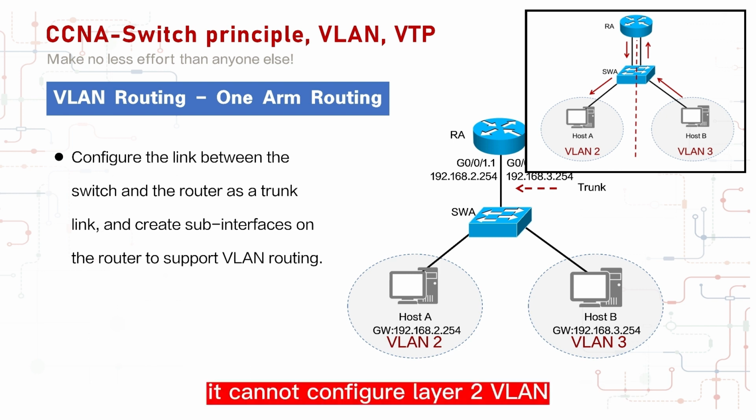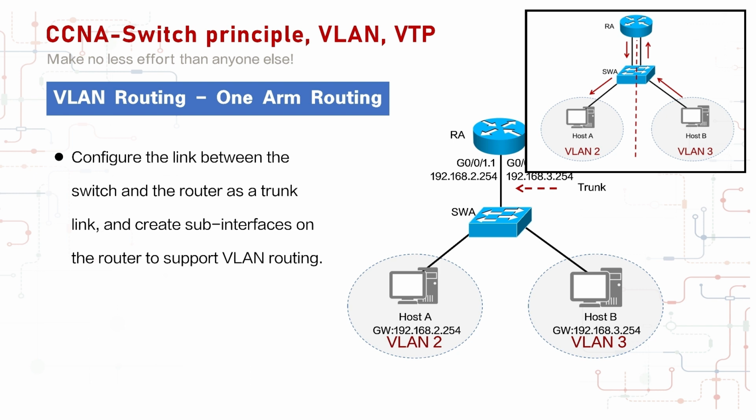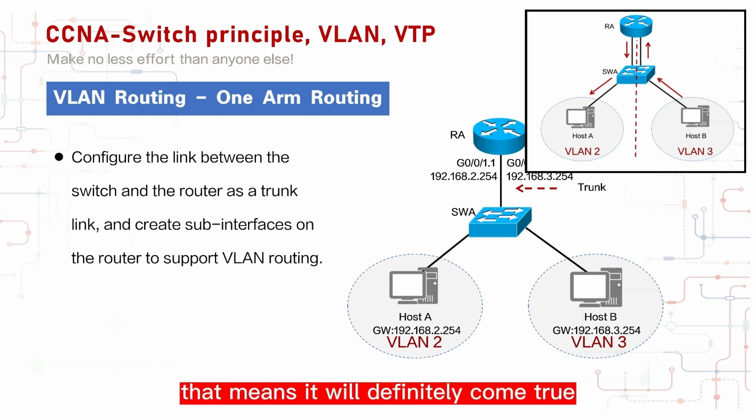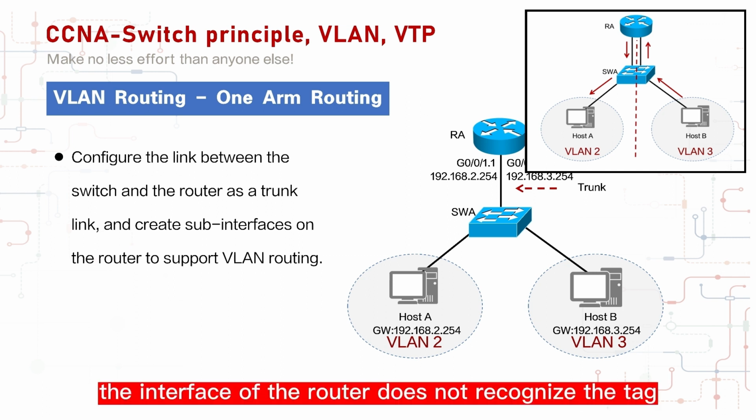It cannot configure layer 2 VLAN. Therefore, the layer 3 interface does not recognize the tag by default. It has no way to receive and forward data. But one such implementation is shown in the figure. That means it will definitely come true. The interface of the router does not recognize the tag.